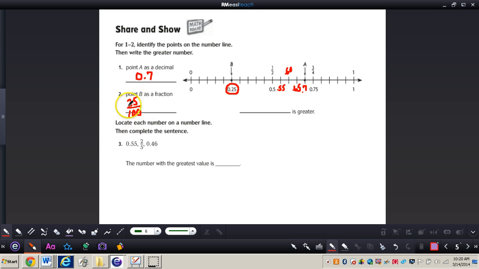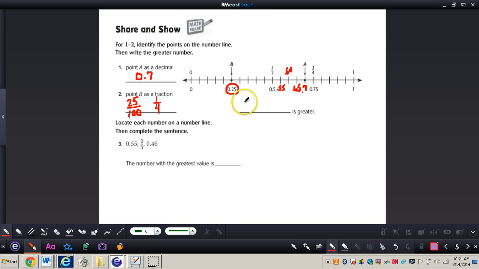Okay, and we can also take 25 hundredths and reduce that to simplest terms. So what we can do is divide both numerator and denominator by 25. That's going to give us 1/4. Okay, now we can see right on our number line, we have 25 hundredths and 7/10 all the way over here to the right, which is point A.